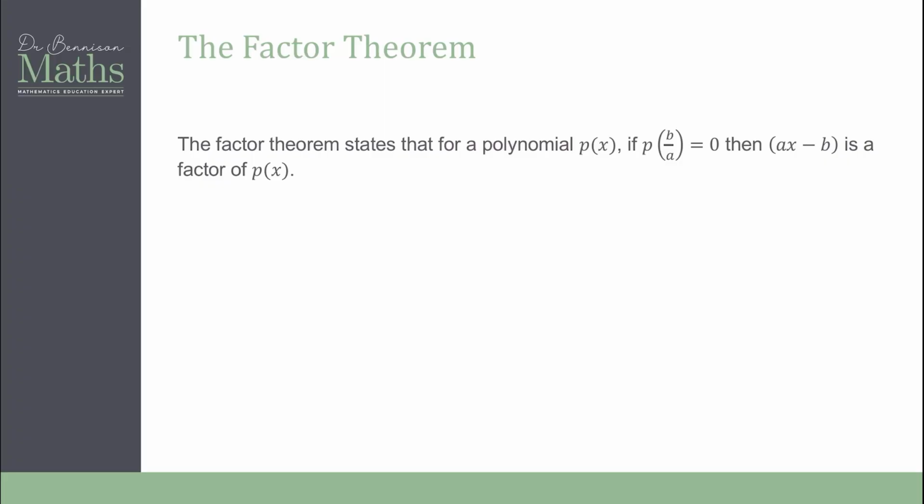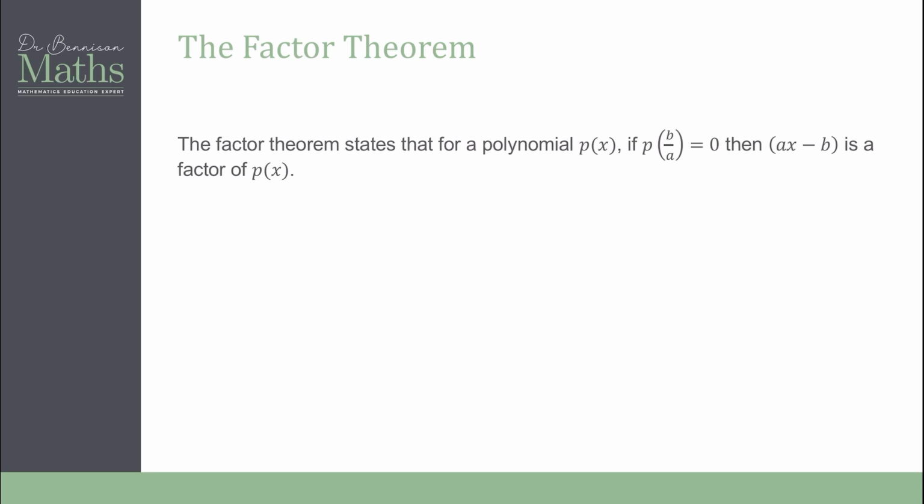So just to recap, the factor theorem states that for some polynomial p of x, if p of b over a equals 0, then ax minus b must be a factor of p of x. That is all it states. It doesn't go the other way. Always remember that it goes p of something equaling 0, implying that there is a factor of p of x.